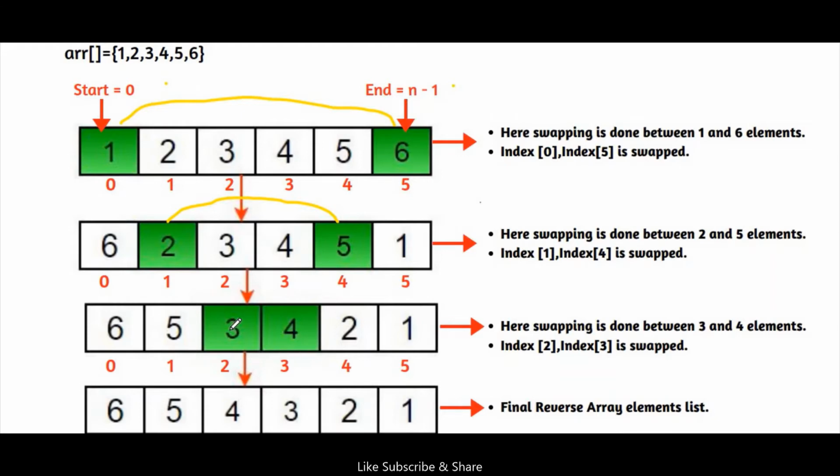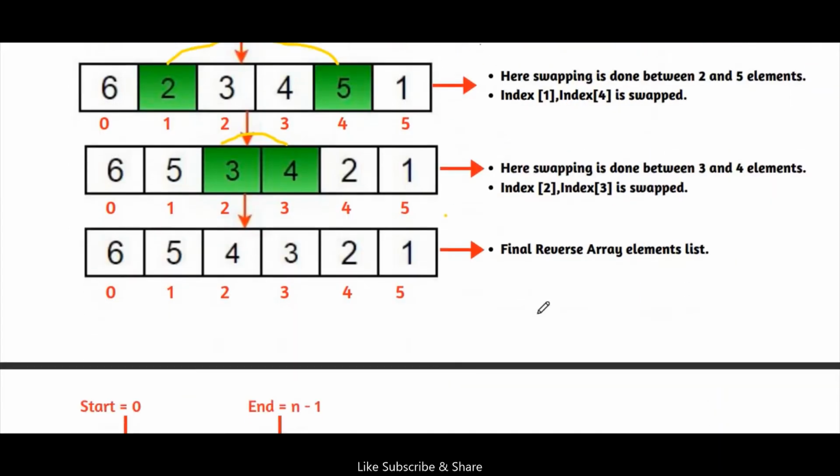Again swap index 2 and index 3, so elements 3 and 4. Swap the elements, and the result is 6 5 4 3 2 1. So the final reversed array is 6 5 4 3 2 and 1. Index 0 is 6, 1 is 5, 2 is 4, 3 is 3, 4 is 2 and 5 is 1.